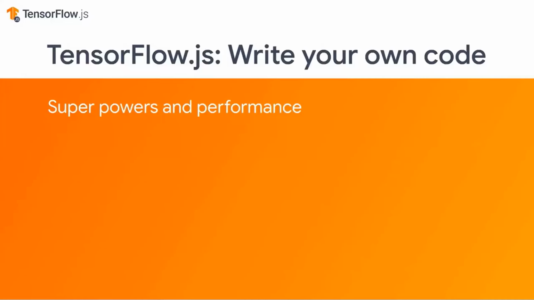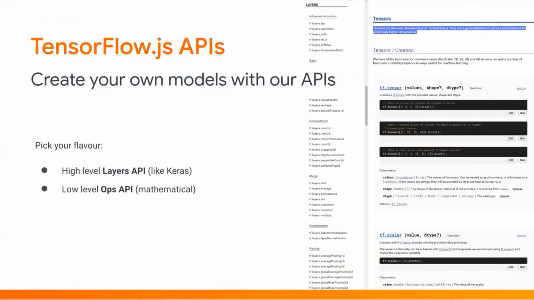Now, outside of pre-made models, you can of course write your own models from blank canvas if you're familiar with machine learning. TensorFlow.js has two APIs you can work with. First is our high-level API known as the Layers API that's actually very similar to Keras. So if you've got experience with this in Python, you should feel very comfortable using this API. Next, we've got our low-level Ops API, which is more mathematical in nature and allows you to go lower level, allowing you to do things like linear algebra to bring pretty much anything you might want to life.